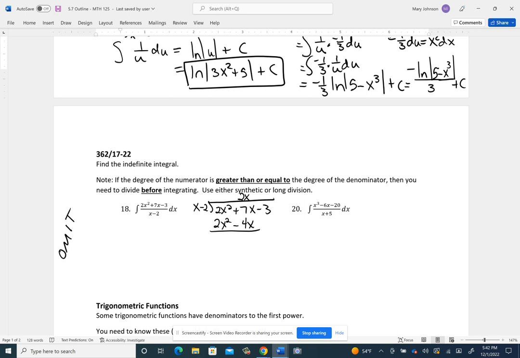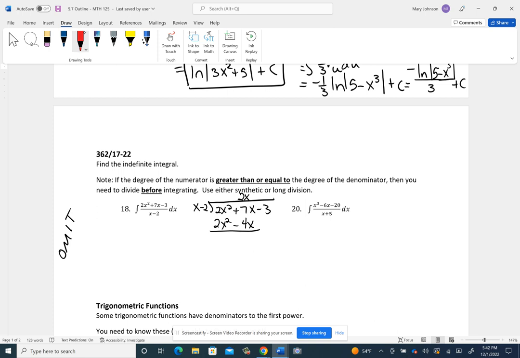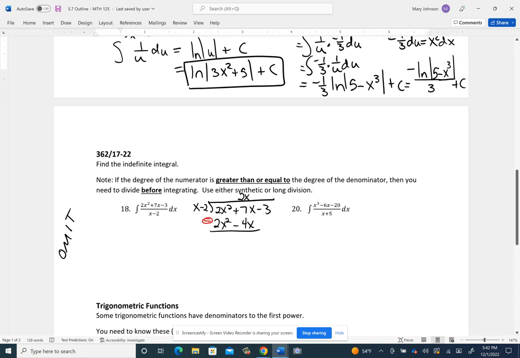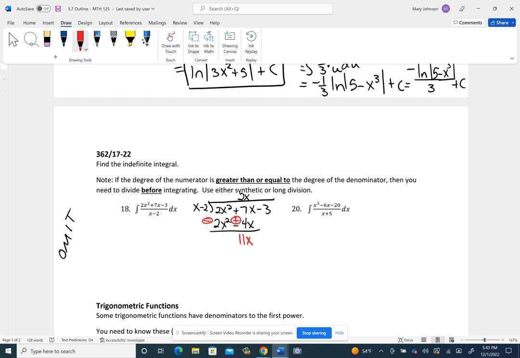That numerator does not factor, so I'm actually going to use long division to rewrite it. So at this point, I'm going to subtract what I just got from both terms. When you're subtracting something, you can change the signs so that you can think of it like an adding problem. So 2x squared minus 2x squared cancels out, and then right here, I get 11x. That's the reason when I teach long division, I have you change the signs and then add, because that sometimes is where people mess up.